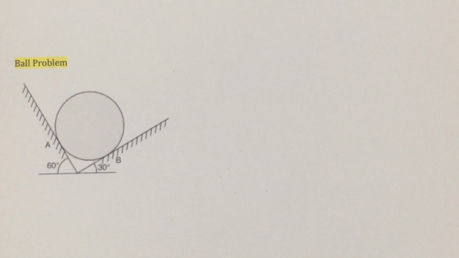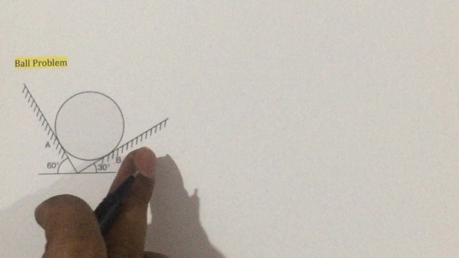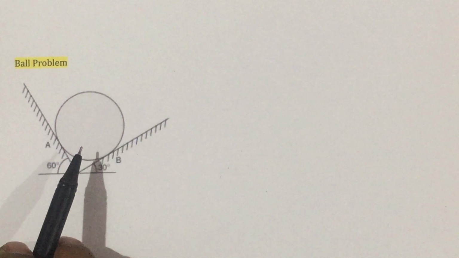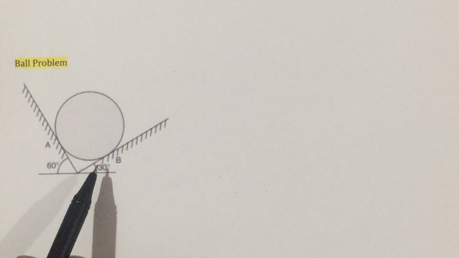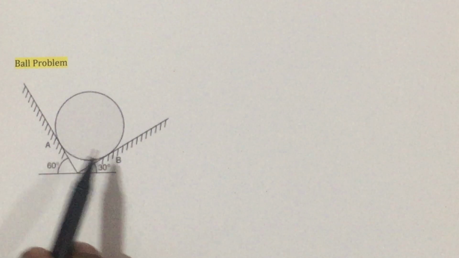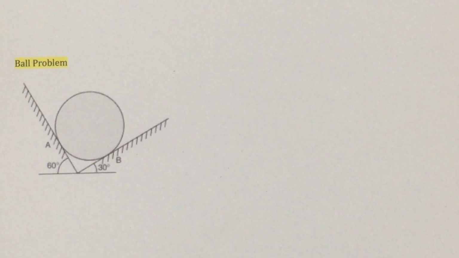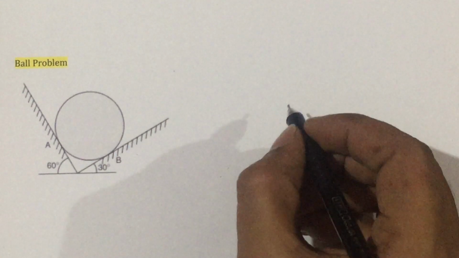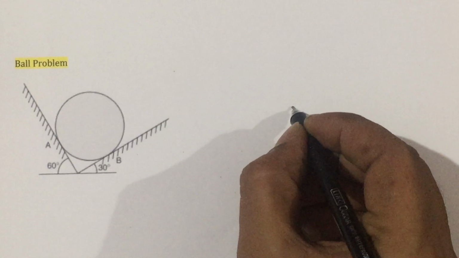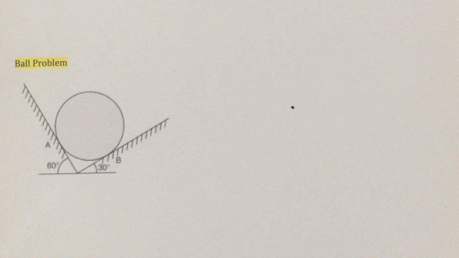Now, this is a ball problem. A ball is resting on two inclined planes and the ball is in contact with these two planes at 2 points, at A point as well as B point. Now, how to write the free body diagram? Here also we are going to follow the 5-step method, that is point, line, direction, magnitude and angle. For ball problems, we are going to write the free body diagram at the center of the ball. So, write the center of the ball, that is the point.